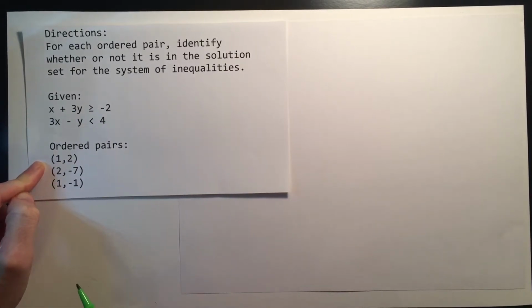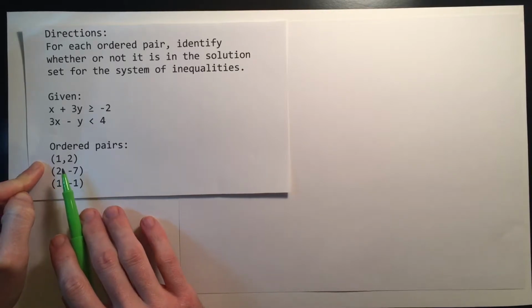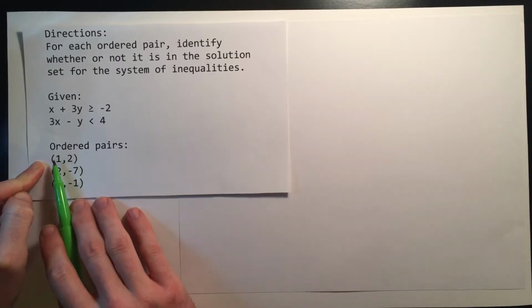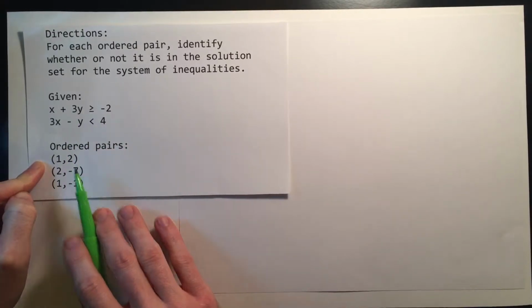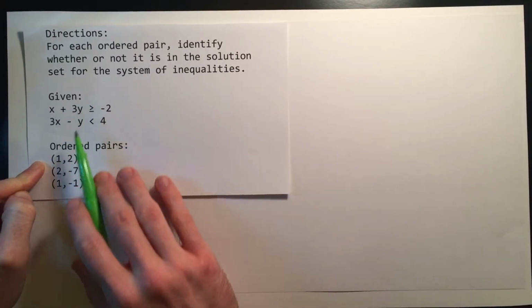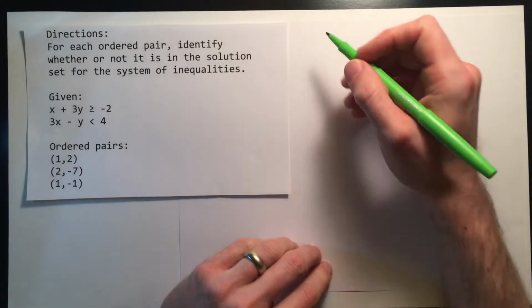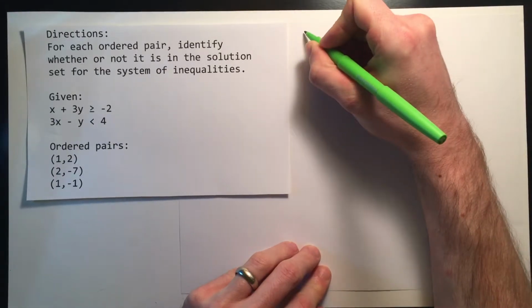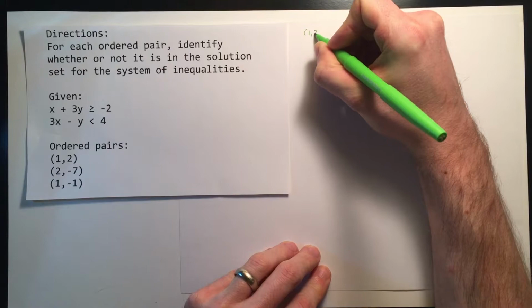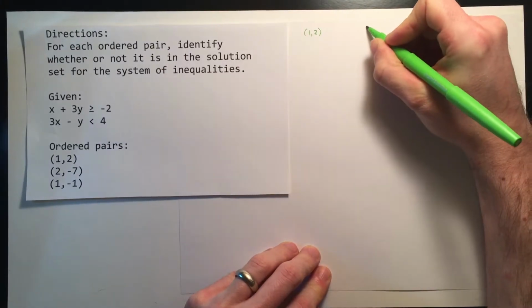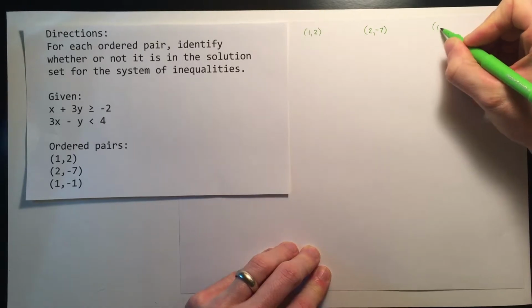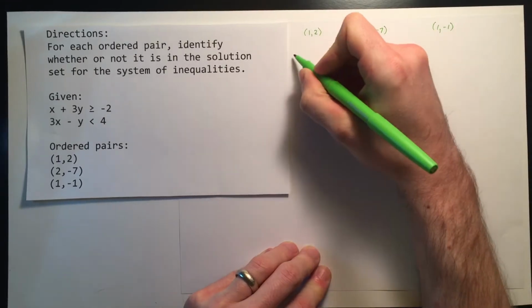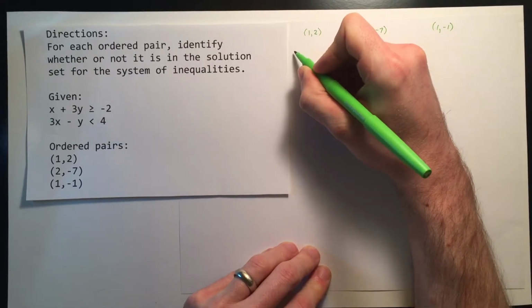It is a solution. So what we really are doing is three different problems. We're going to see if this ordered pair works in both inequalities, the second ordered pair works in both, and the third ordered pair works in both. So let's organize ourselves, and just at the top we're going to remind ourselves of the ordered pairs that we're going to test. And then we're going to test them in each inequality.